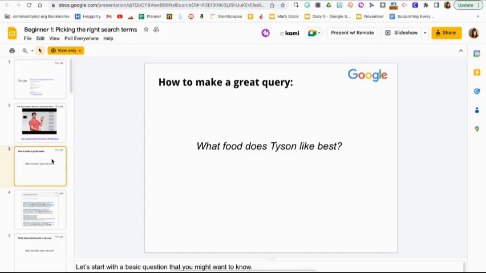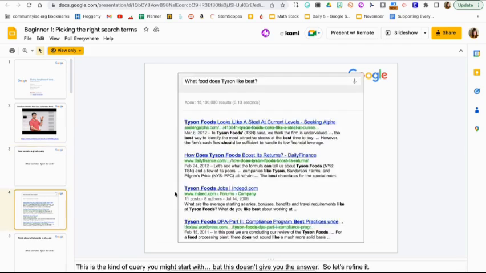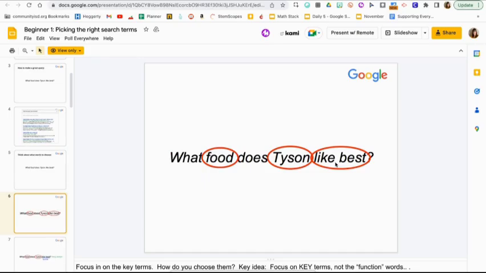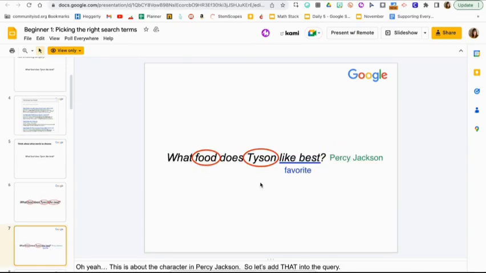Here we have an example of what might be a typical student search. The problem with this search term is that it is not specific enough. If we search with this query, these are the results we get. We get information from Tyson Foods, and that's not what we're looking for. So we can go about making this search more effective by looking at key terms and teach students to use these terms in order to improve their search results.